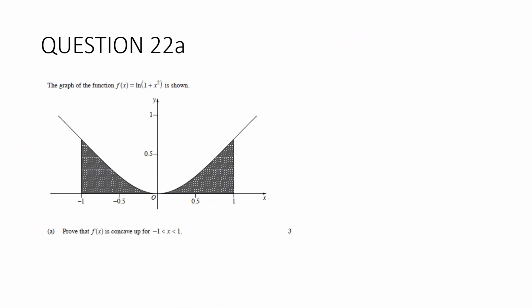Question 22a. The graph of the function f(x) equals ln(1 + x squared) is shown. Part A, prove that f(x) is concave up for -1 through to 1. Alright, so we want the second derivative. So f dashed of x is equal to 1 over 1 plus x squared times by the derivative of the inside function, because this is a chain rule, which is 2x.